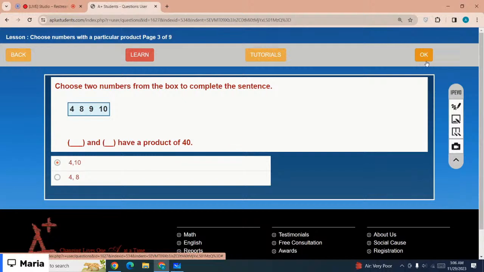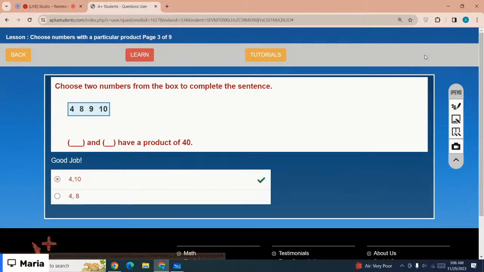Okay, I'm on the same one. I forgot to click on the OK button. Sorry.